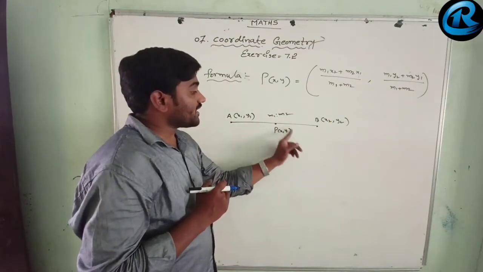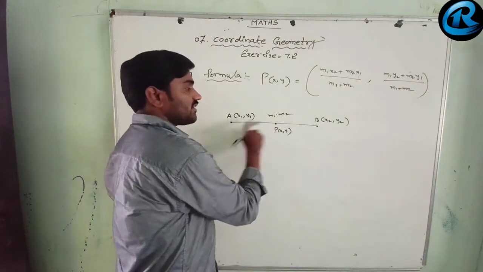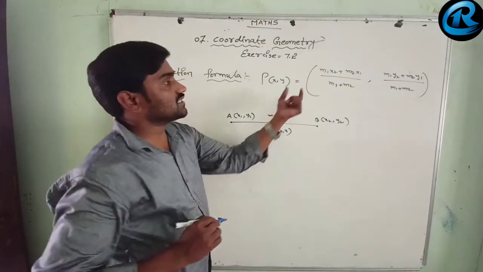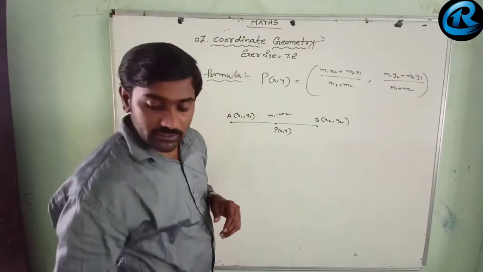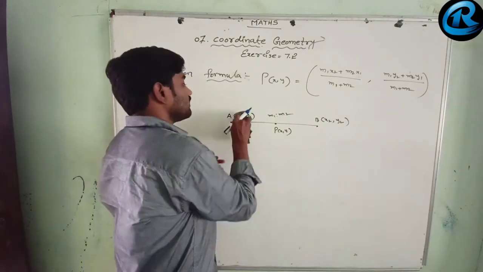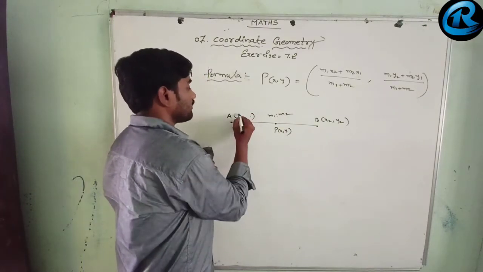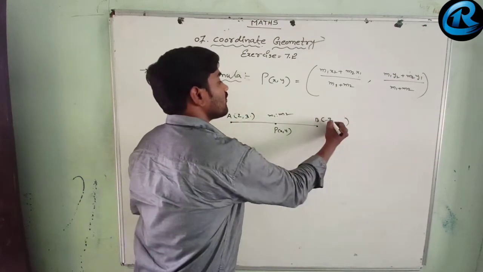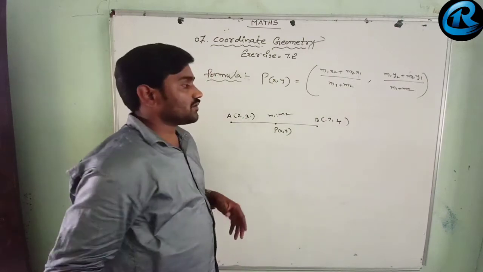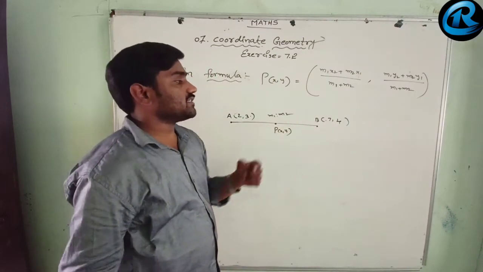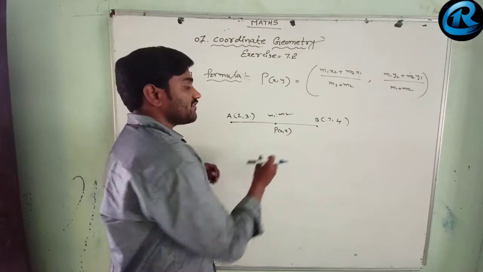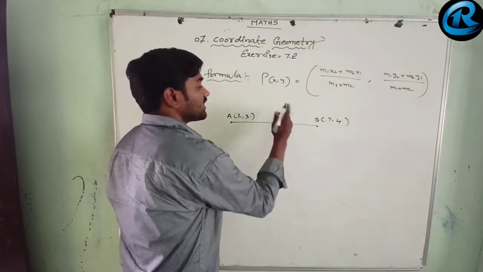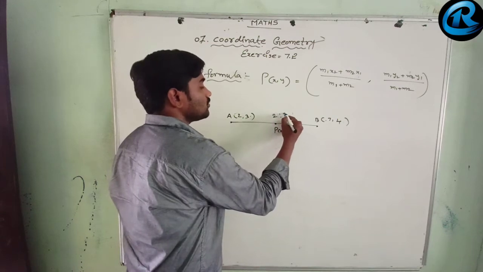To find out the P(x, y), here this point is dividing this AB line segment. No, to find out this point we'll use this section formula. Suppose let me take one example. There is a point (2, 3) and there is a point (7, 4). Okay, the points A and B, (7, 4), divided by a point P(x, y) internally in the ratio 2:3.